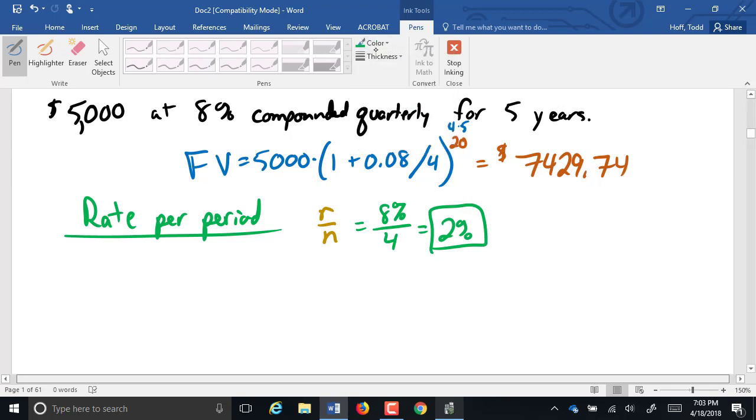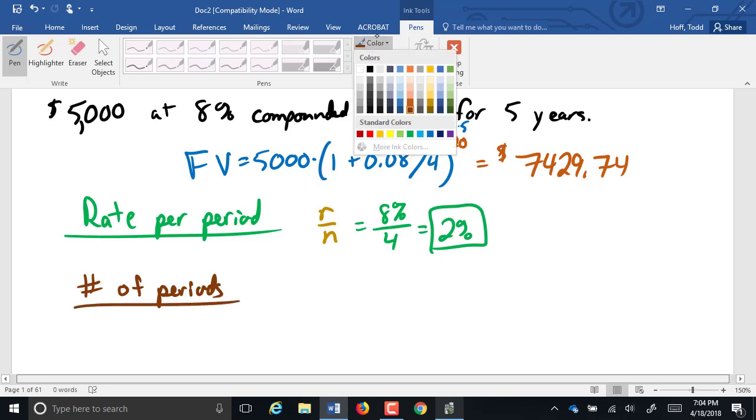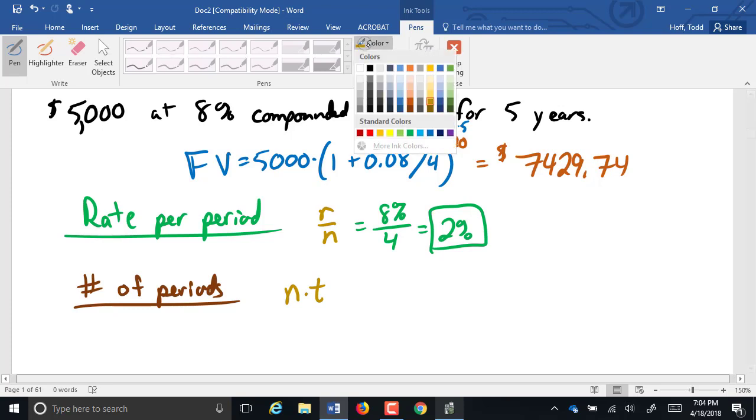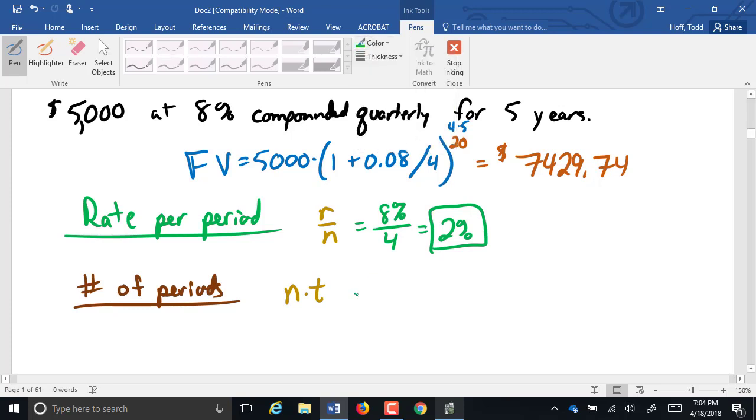The second thing I need to make the table work is the number of periods. That's also right out of our formula. That's N times T. So for this example, that's 4 periods per year with quarterly, times 5 years. That's 20 periods.